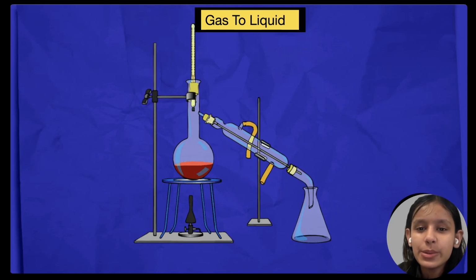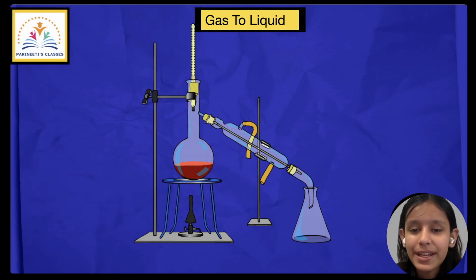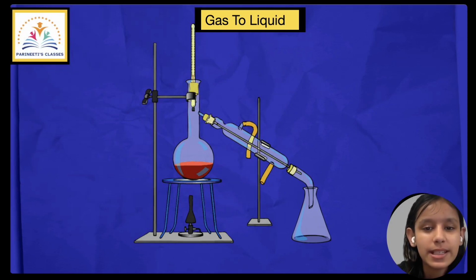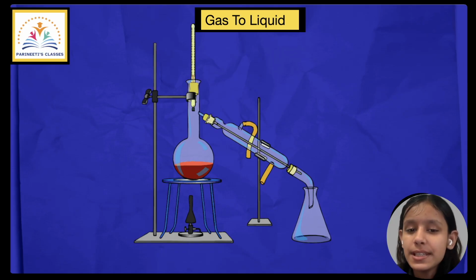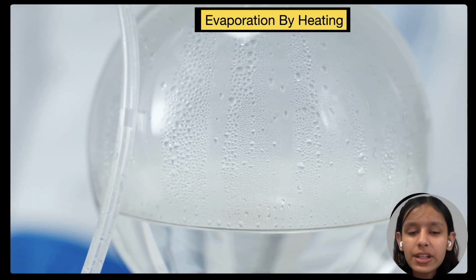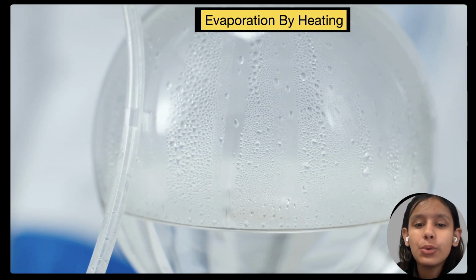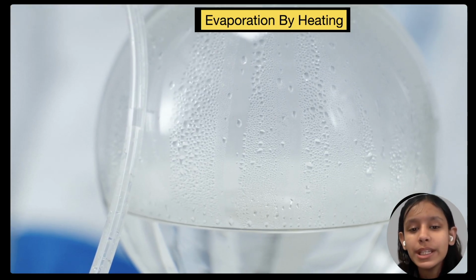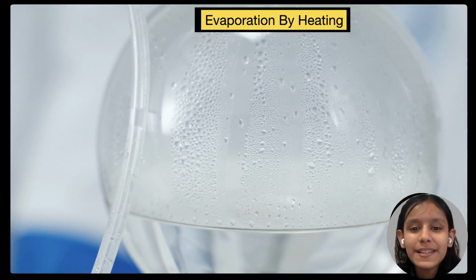Now let's go the other way. When water vapor cools down, it turns into water droplets. This is condensation. You see this on a cold glass in summer. When water is cooled even more, it becomes ice again.